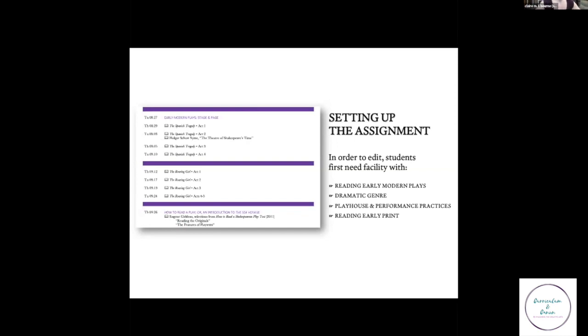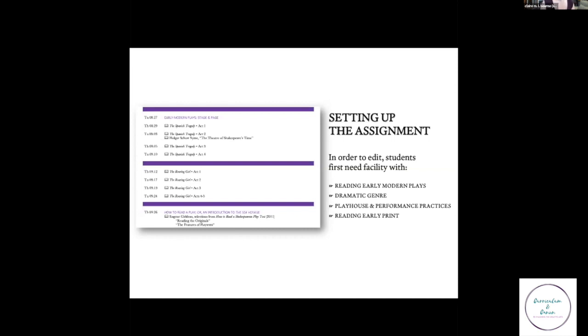I wanted them to understand playhouse and performance practices. So as we read Spanish Tragedy and The Roaring Girl, we thought very closely about how there are cues and clues for action that are embedded in dialogue, how stage directions work, how editors supplement stage directions to help readers. So I really wanted my students to be in the position of the reader and what do they need from the text in order to understand what's going on.